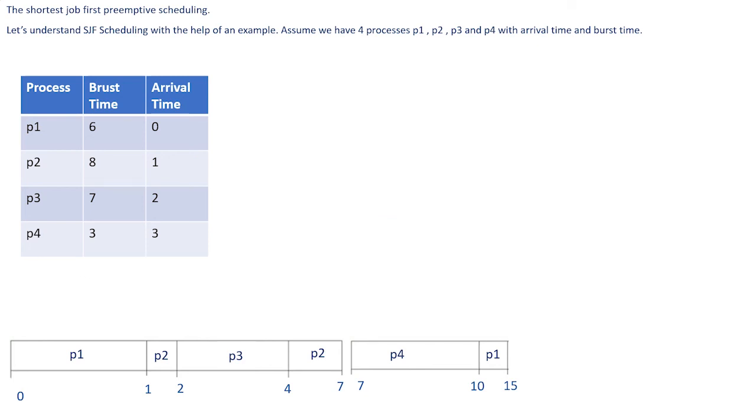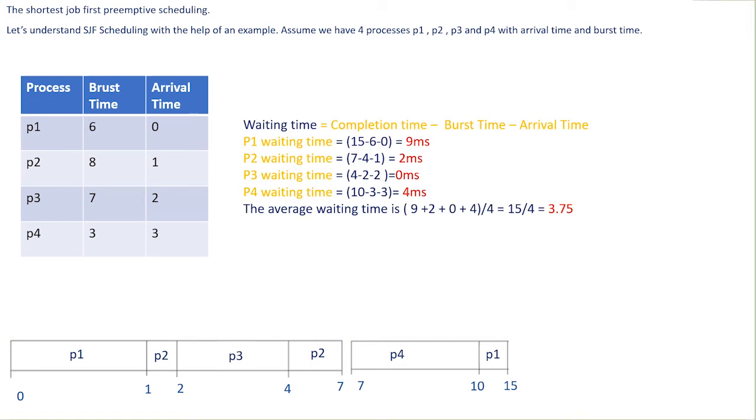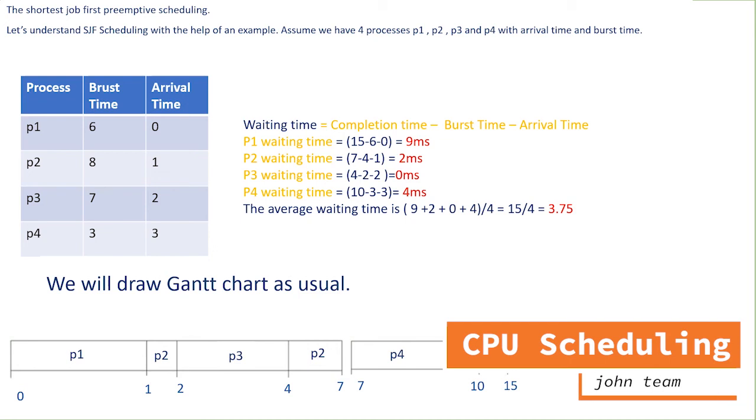So waiting time will be completion time minus burst time minus arrival time. For example, waiting time for P1 will be 15 minus 6 minus 0 equals 9. So the average waiting time is 3.75.